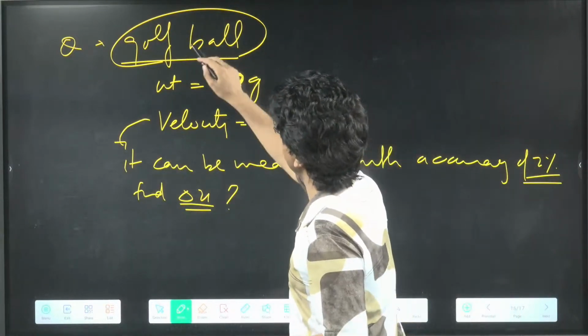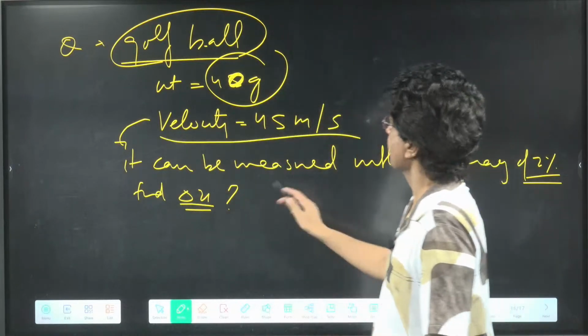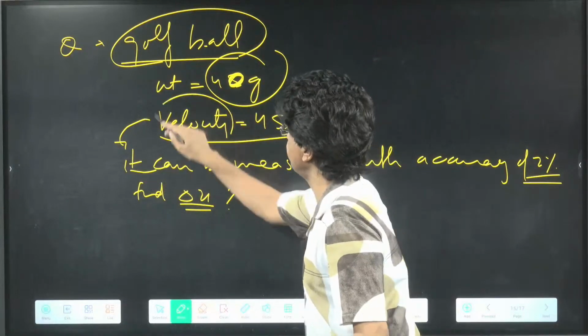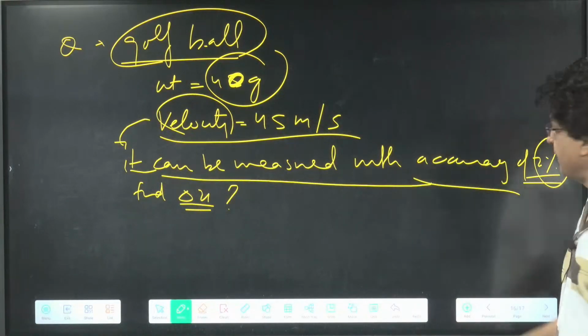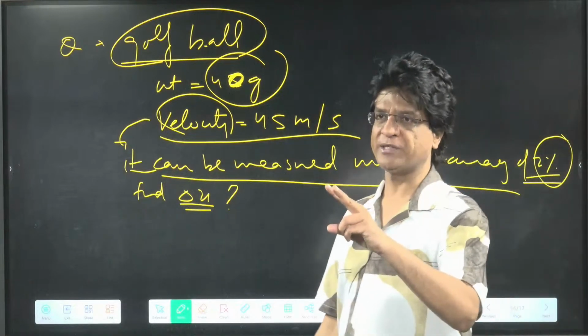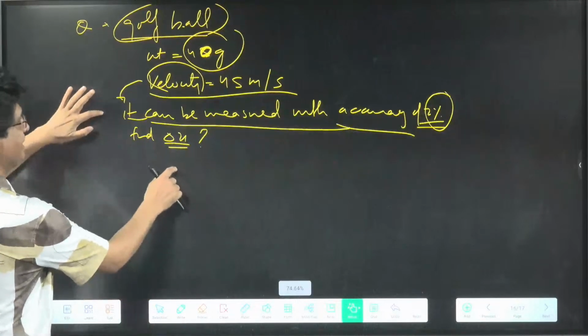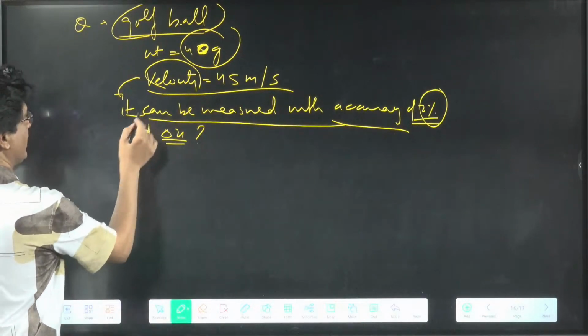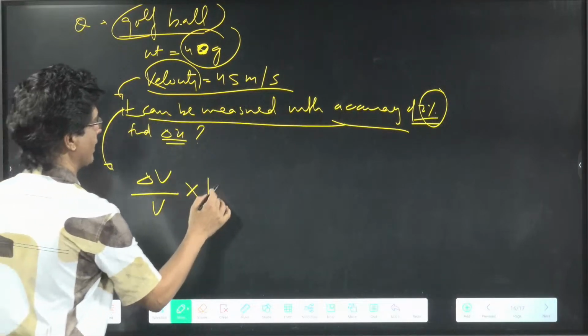They're saying the weight of the golf ball is 40 gram, the speed is 45 meter per second, and the speed can be measured with an accuracy of 2%. That means the uncertainty is 2%. Okay, so find delta x. Let us find out. Delta V upon V into 100 is given.